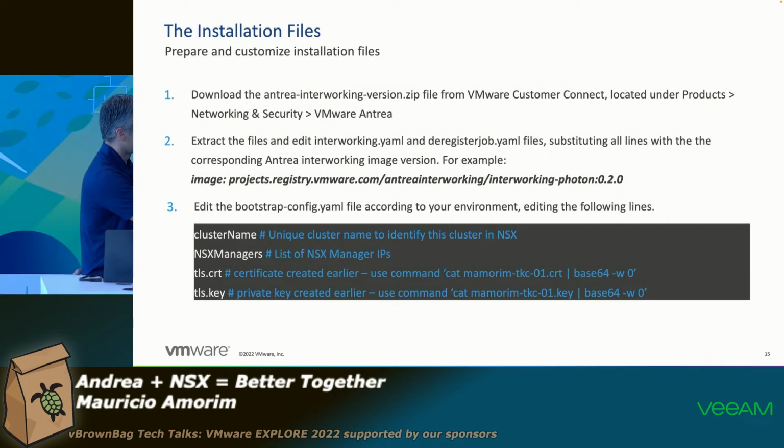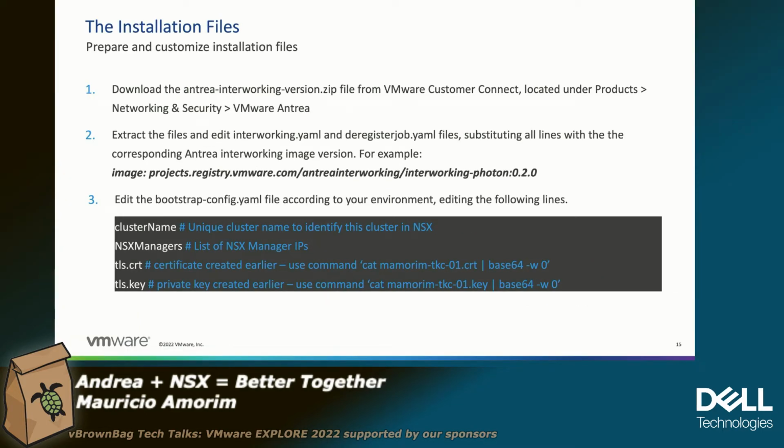Once we do that, we go to the VMware site and download the bits called Antrea Interworking, and we have to edit two files, interworking.yaml and deregister.yaml, and just put the image that's available in our public registry. And then we get the bootstrap-config YAML file, and there are just 4 lines of config that you have to edit. Put your cluster name, your NSX manager IPs, and the certificate files that you just created.